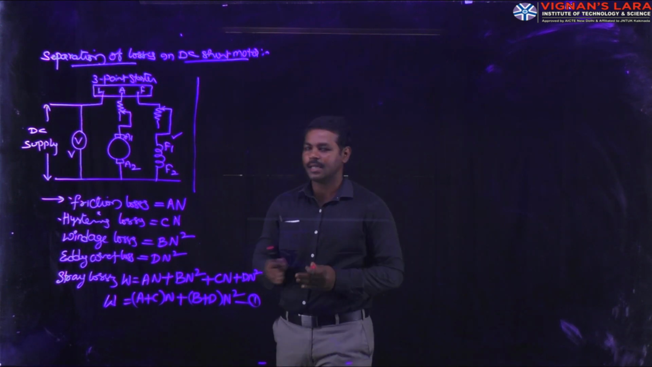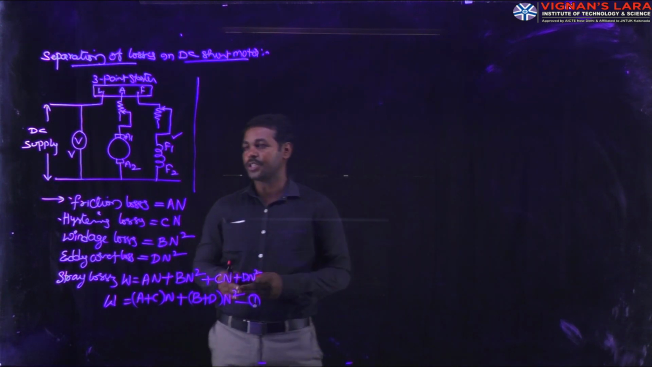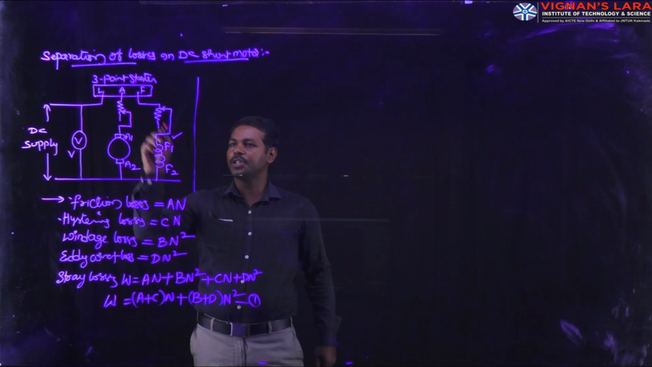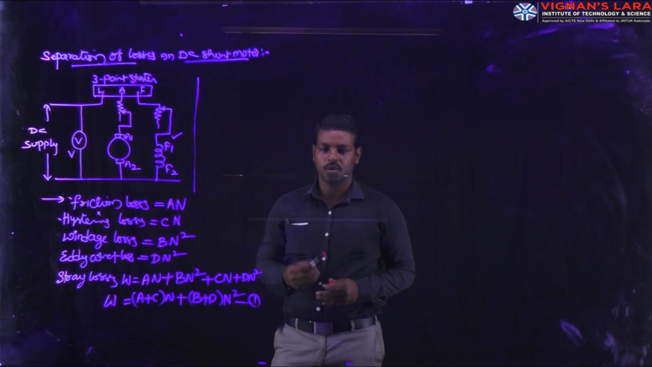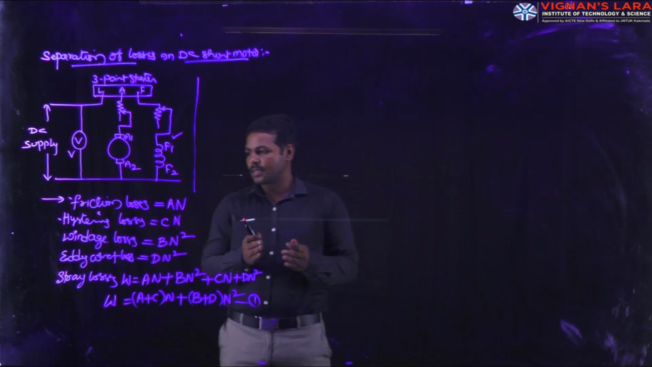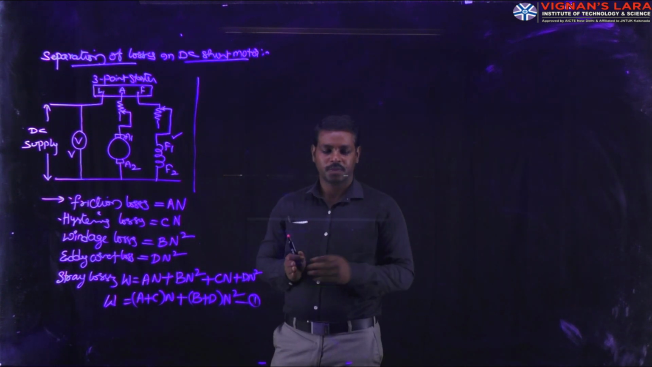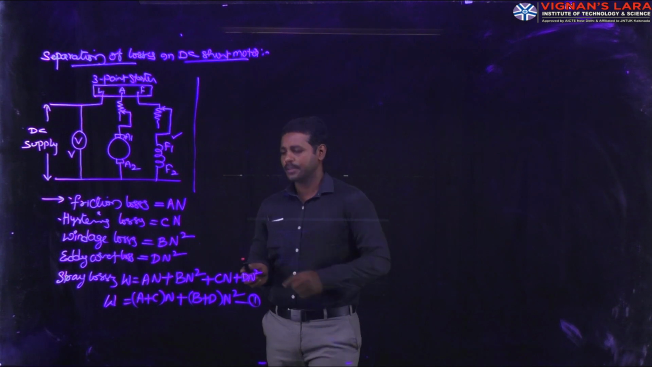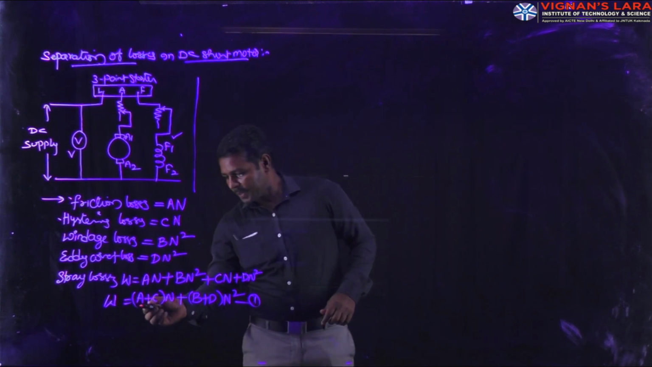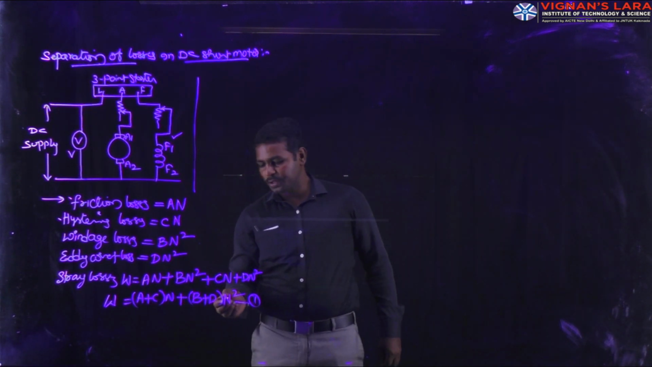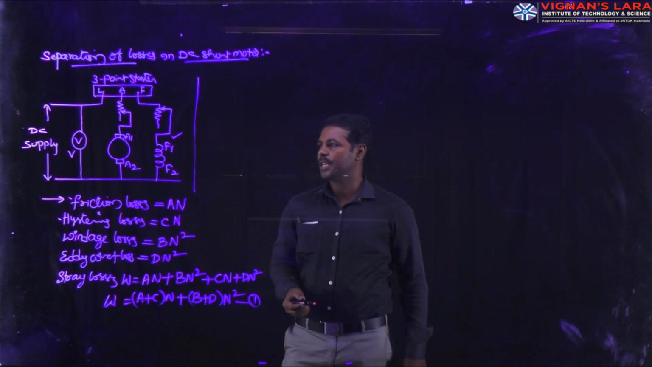Based on that, we can easily separate those losses, because this circuit is to be operated in no load condition. No load condition means the copper losses are negligible. So the second one is A plus C into N plus B plus D into N square.